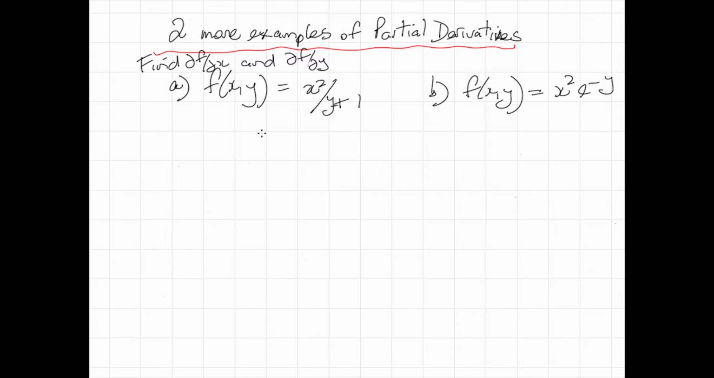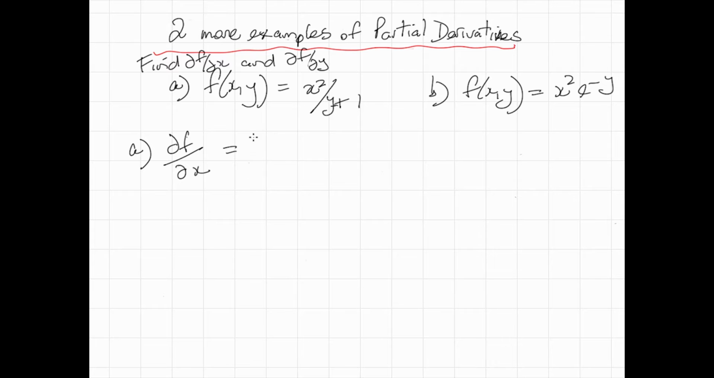We finished with two more examples of partial derivatives. We're asked to find partial df dx and partial df dy of these two functions. So let's just do one at a time. We want the partial derivative of f with respect to x. Now if we're doing that with respect to x, y is a constant.